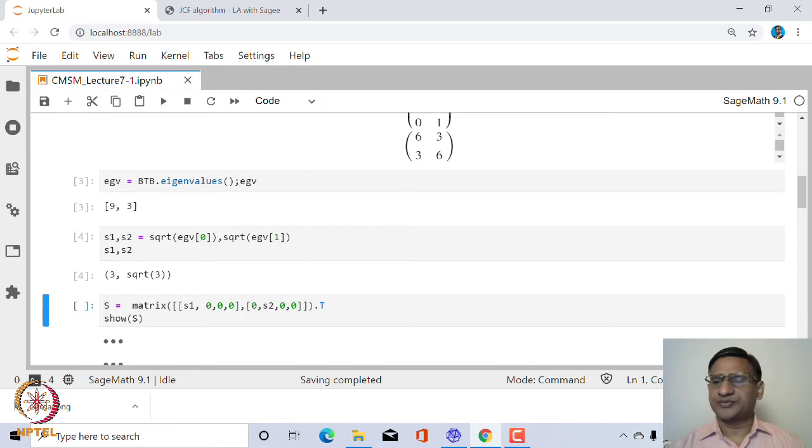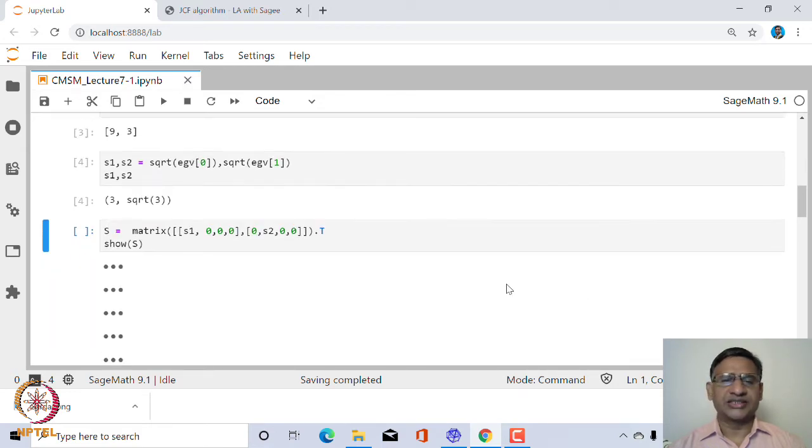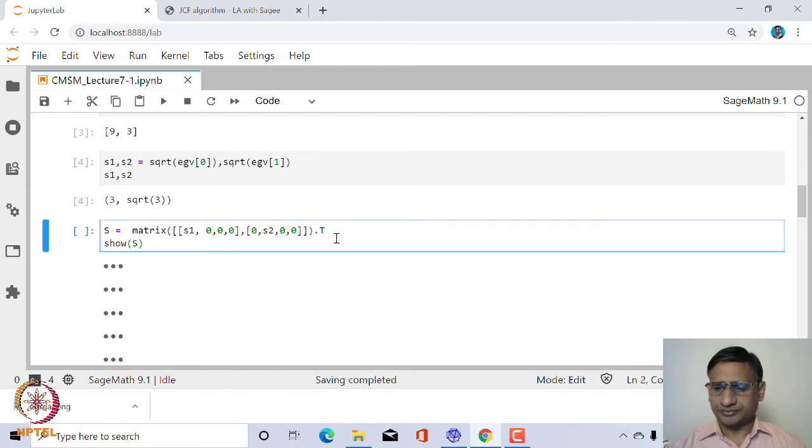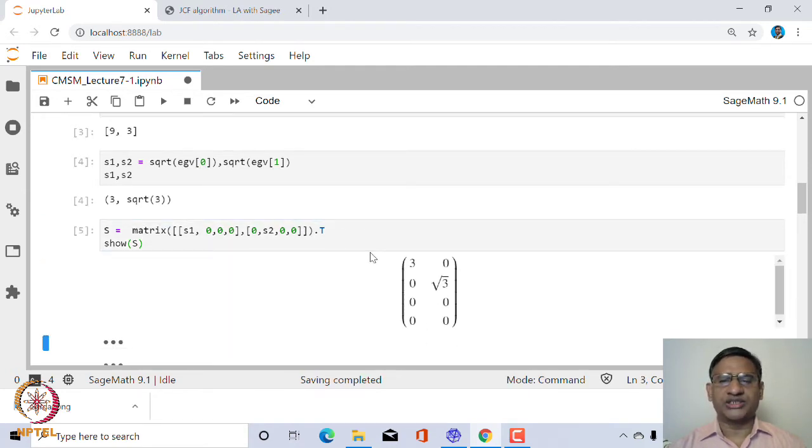Next let us define the matrix S, or the matrix sigma. The first row will be S1 0 0 and the second row will be 0 S2 0 0, and we need to take the transpose of this, because this matrix B is 4 cross 2, therefore the S in the SVD will be of order 4 cross 2. So this is the matrix sigma.